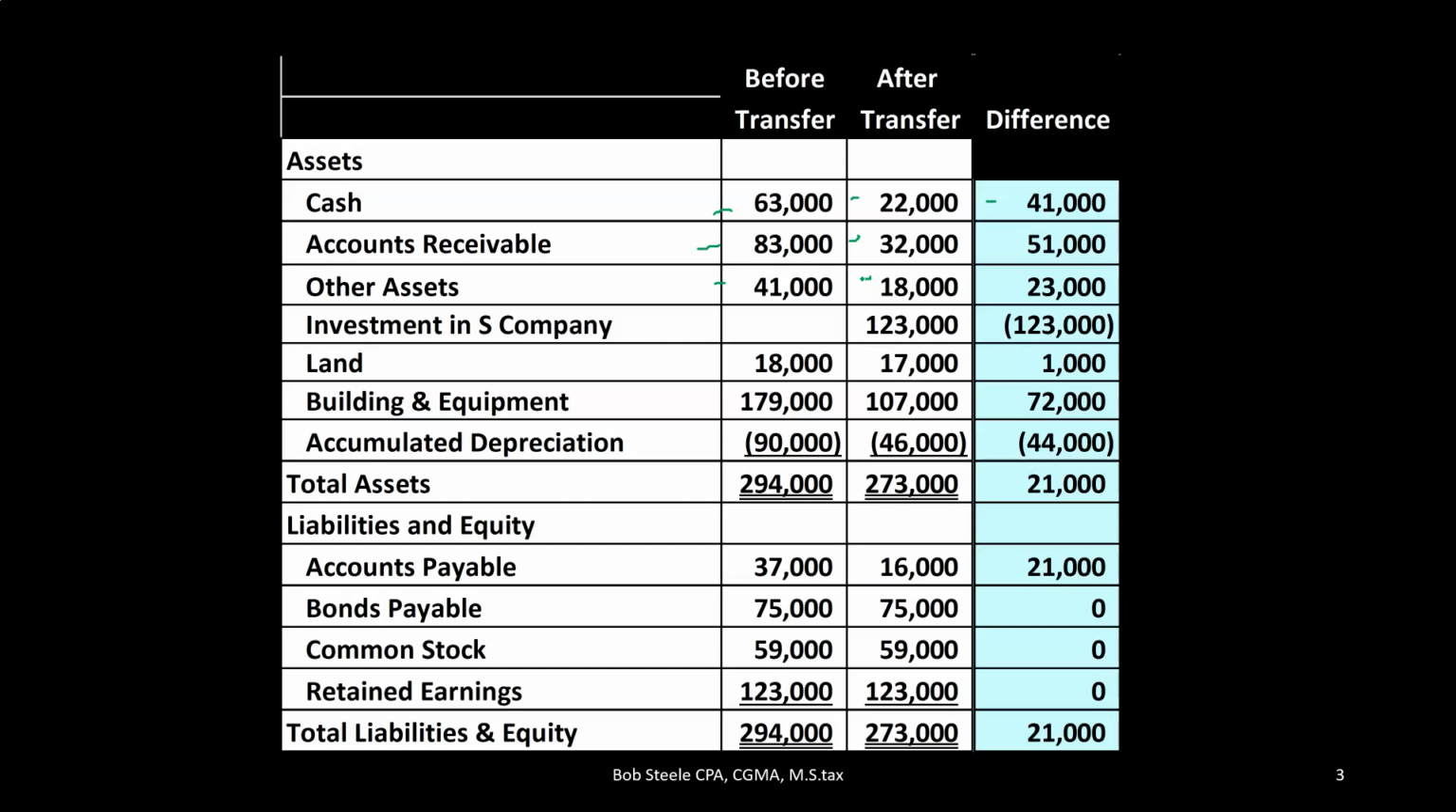We transferred 23,000 there. Then the investment, this is going to be an account that we're going to have to create as we go through this process. Land, it looks like we transferred the 1,000 here. We got the building and equipment. We transferred the 72 here.